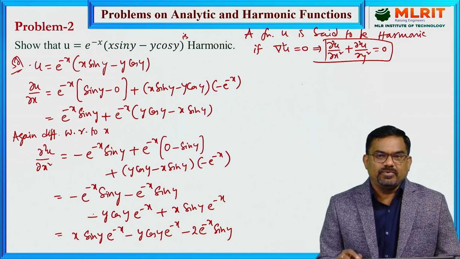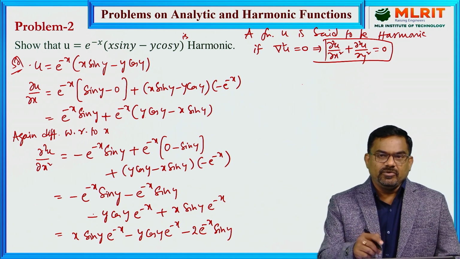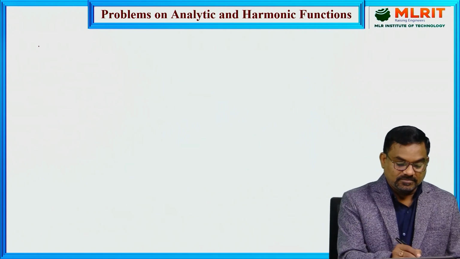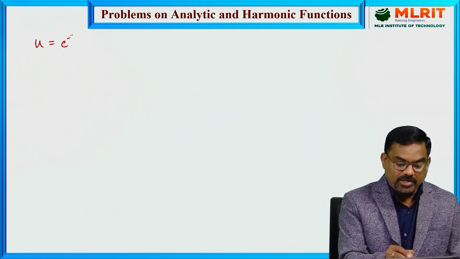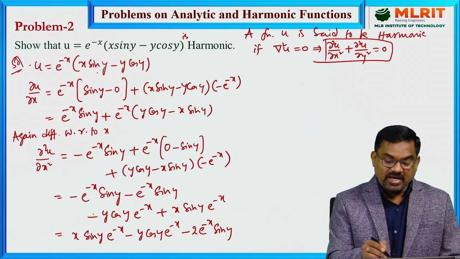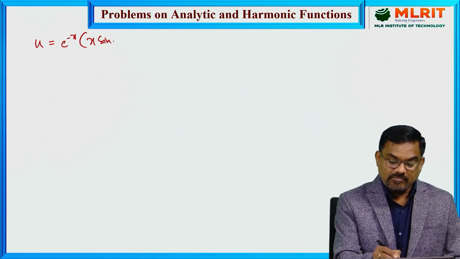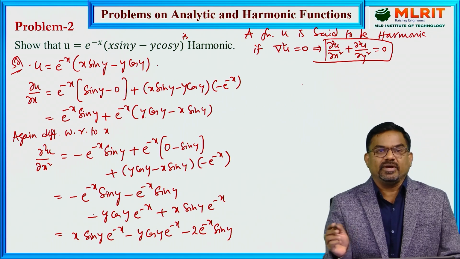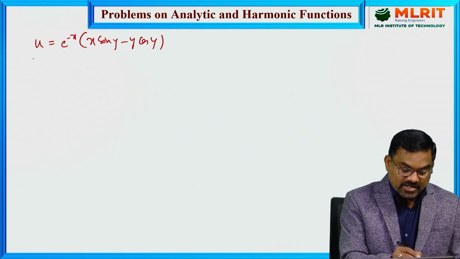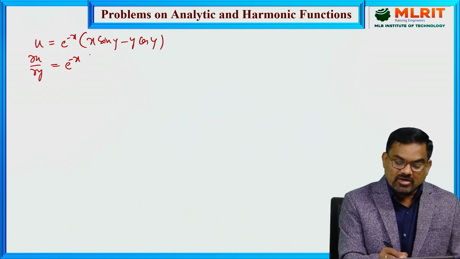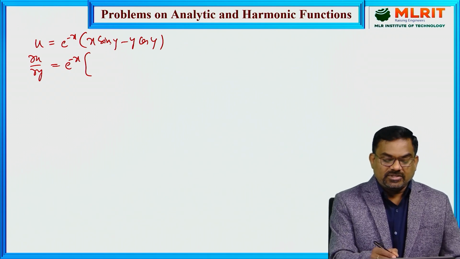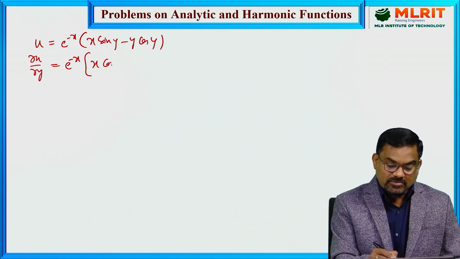Similarly, we need to find the second order derivative of u with respect to y also. We have u equal to e power minus x into x sin y minus y cos y. Now, let us differentiate this with respect to y. Then e power minus x is constant. Derivative of this function with respect to y, x constant, cos y.